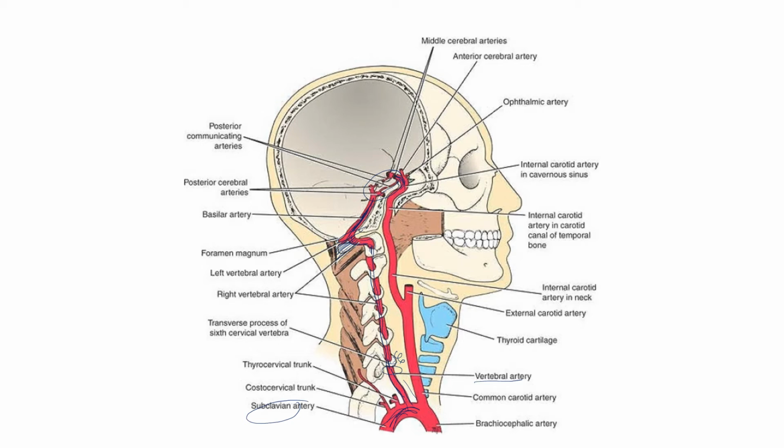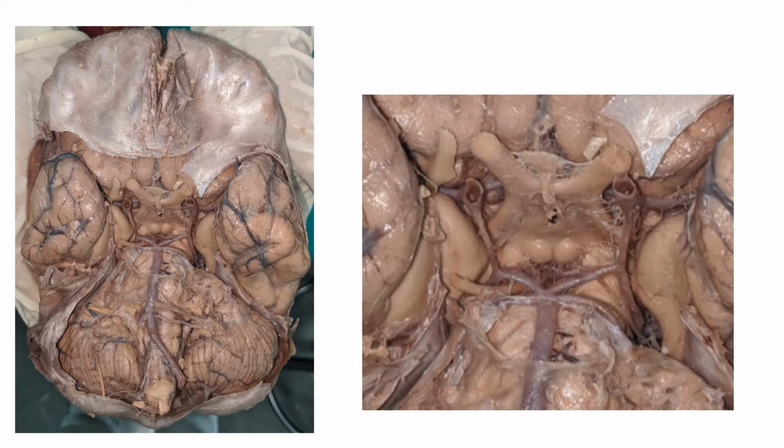So this was the basic anatomy. Next, in this specimen you can see this is the anterior side. You can see the ventral surface, or the base of the brain.